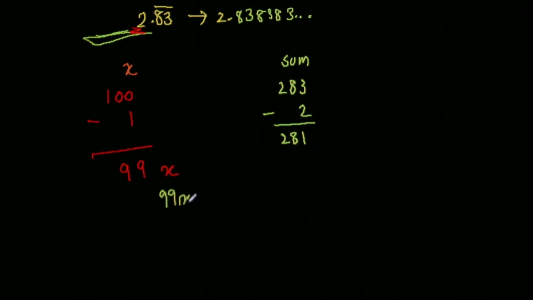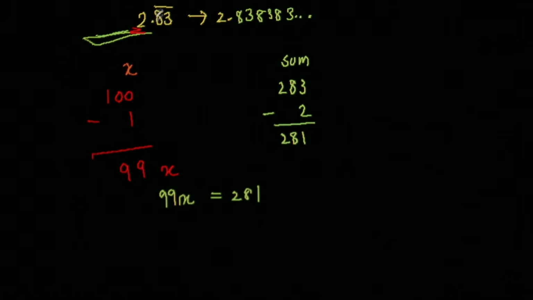99x is equal to 281. So we can just divide it maybe, and no, actually not. It's not divisible, and I'll just give you a more easier way to do these types of sums.